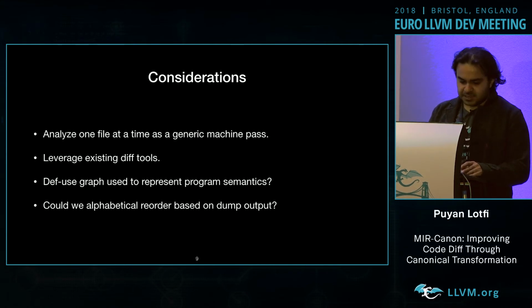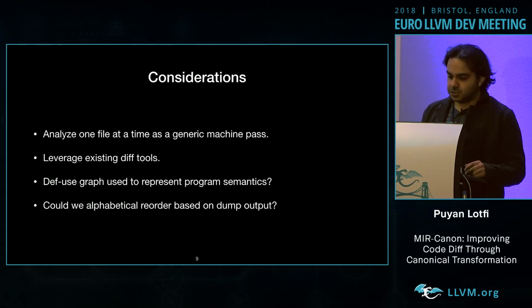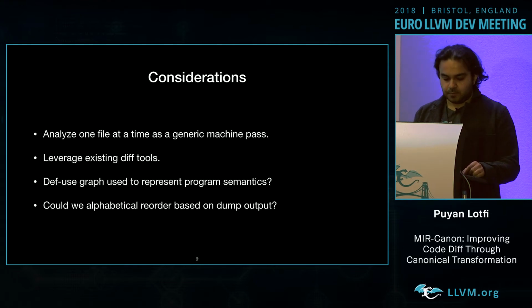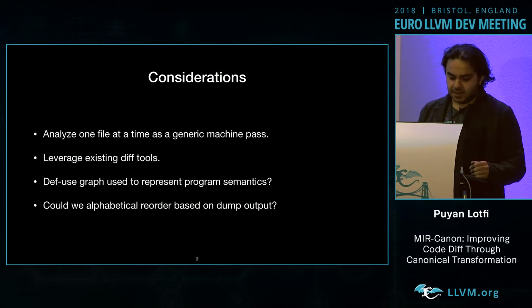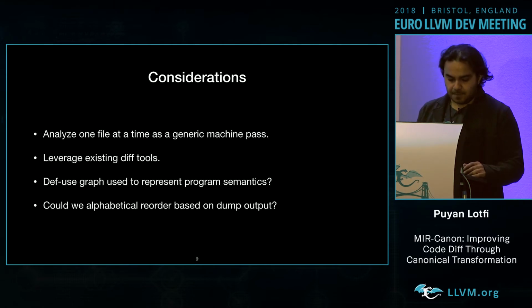And some early considerations we made were that we don't want to create yet another diff tool. We want to, in fact, leverage existing diff tools, because there's a whole lot of really good diff tools out there. Some of them cost a good amount of money, but there already exist really good textual diffing tools, so we don't want to reinvent that. So because of that, we limited ourselves to analyzing one file at a time, and so we implemented MIR-Canon as a generic machine pass.